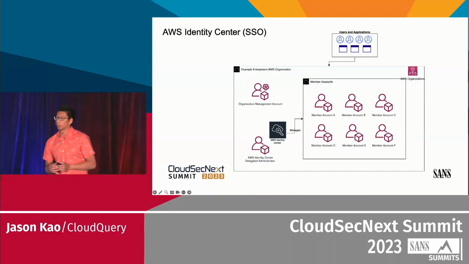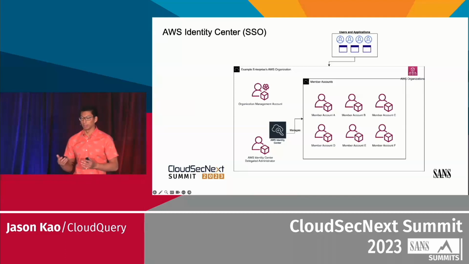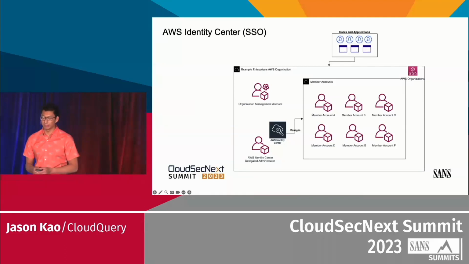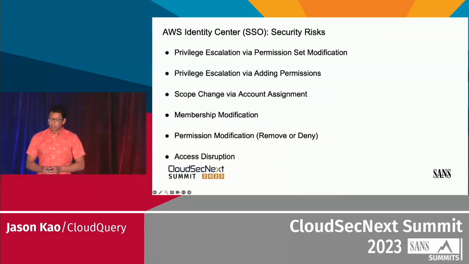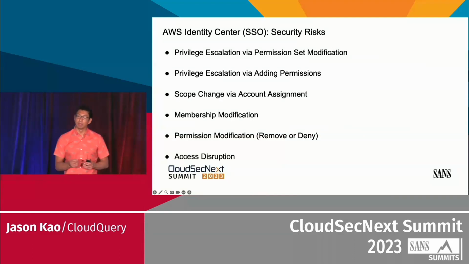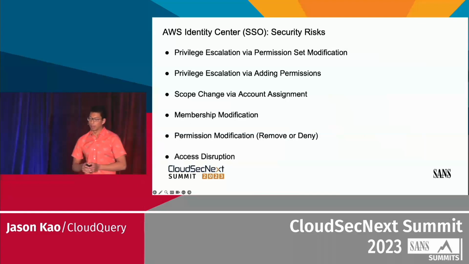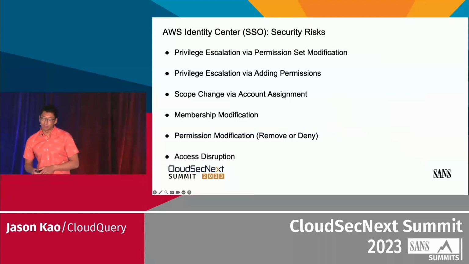This is a relatively new area where there is impact for identity vulnerabilities across multiple different accounts, or a larger blast radius. What happens is there's a management account, typically either the organization manager or a delegated admin, that manages the Identity Center across all the member accounts within that org, and that possibly can govern access. So with Identity Center, there are 6 different security risks I'm listing here. There's privilege escalation via permission set modification, privilege escalation via adding permissions, scope change via account assignment, membership modification, and permission modification by removing or deny. That's done by using deny policies, et cetera, in AWS for permission boundaries. And there's also access disruption.